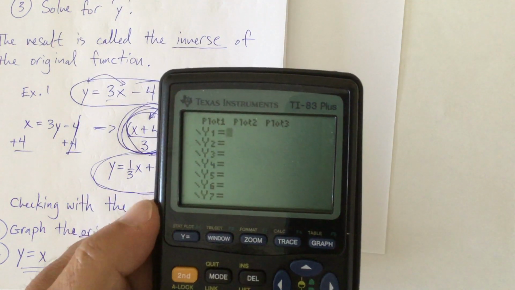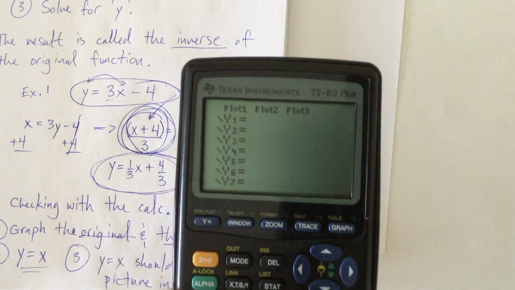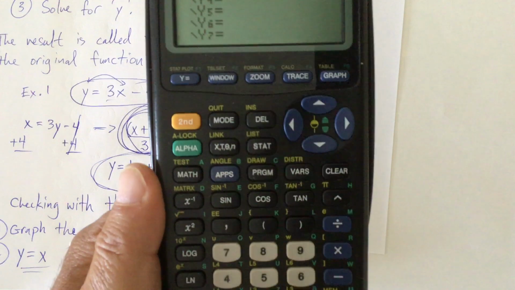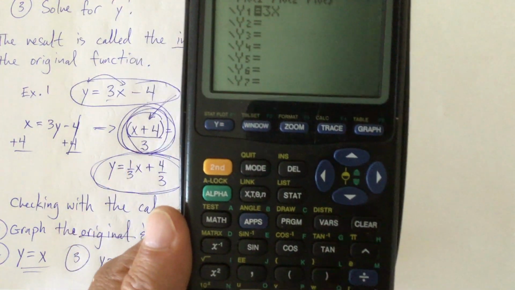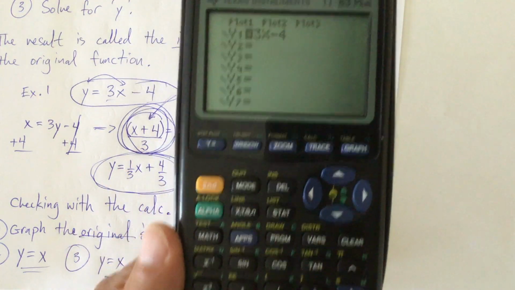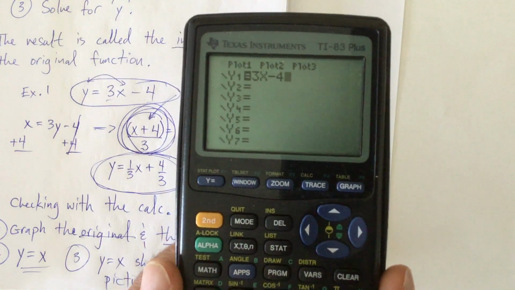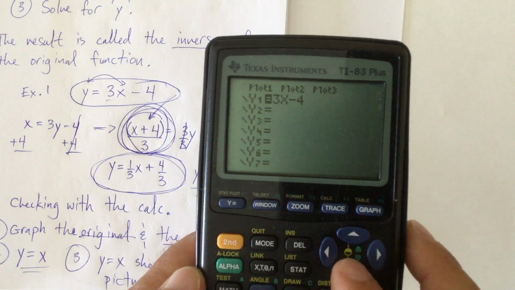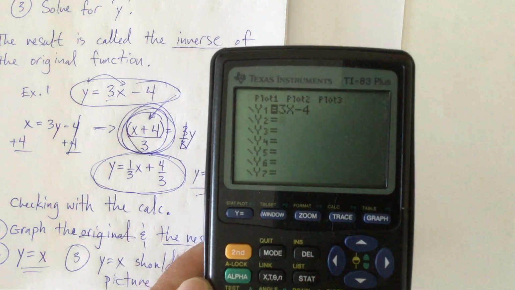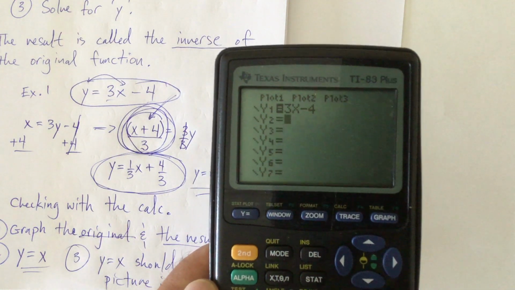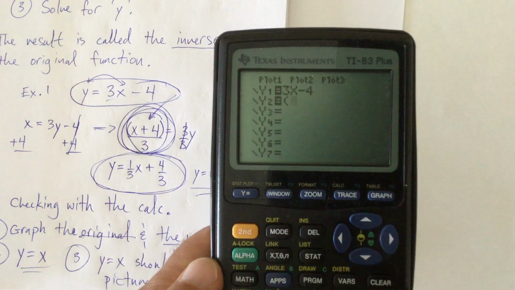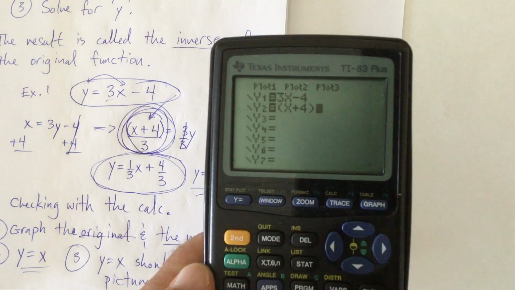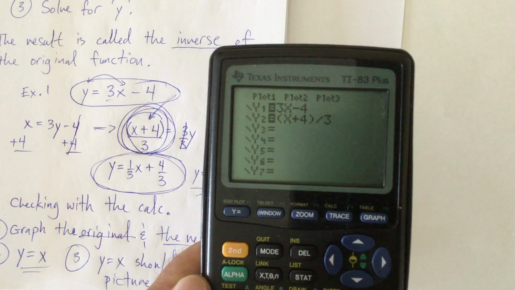So I go y equals, and the first graph I'm going to enter is 3x minus 4. 3x minus 4. I'm sorry, I'm out of frame there. Then I'm going to graph on the next line. I'm going to go down one. I can graph more than one thing at a time. And I'm going to punch it in this way. I'm going to go parentheses, x plus 4, close them, divide the whole thing by 3.